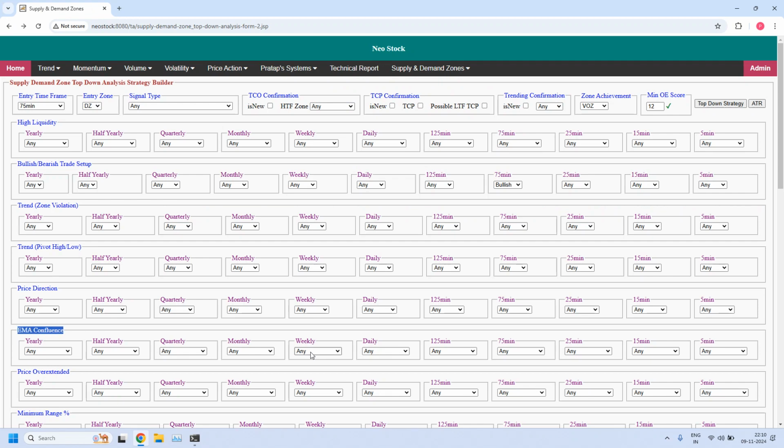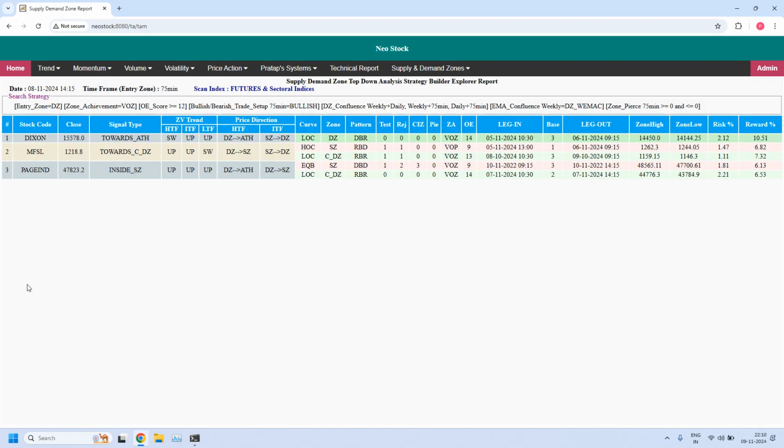In the EMA confluence, weekly time frame, because the daily, 75 minute zone and the daily zone together are part of the weekly zone. That's why weekly demand zone with weekly EMA confluence. We enable the filter. We got 3. Ignore the first one because that HTF trend is sideways. That is, weekly trend is sideways. But here weekly trend is up in second and third stocks. So the second and third are even more high probability setup supported stocks.